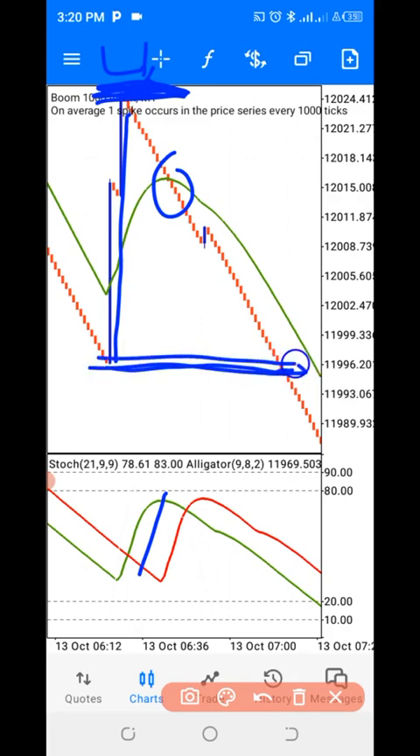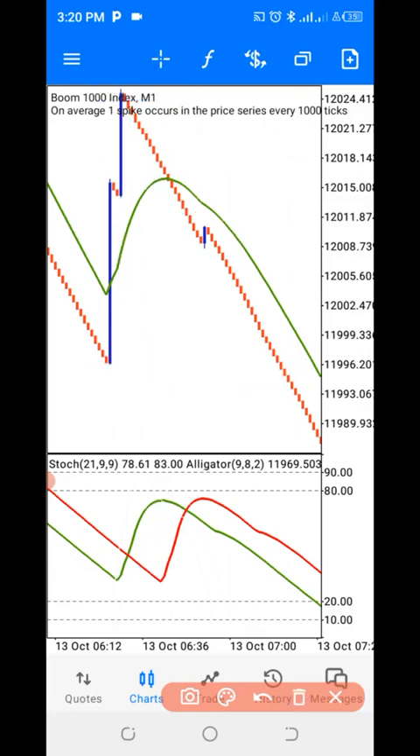You target this lower low, the previous lower low, as your take profit, right? So let me share the settings for you. The first thing is, for those of you that are new, you click on this F here.